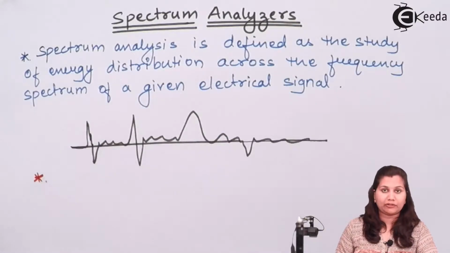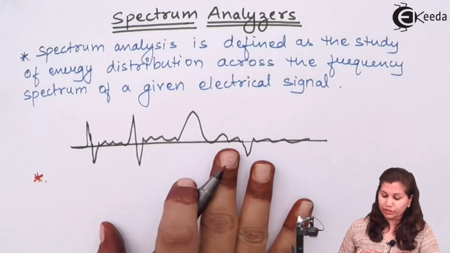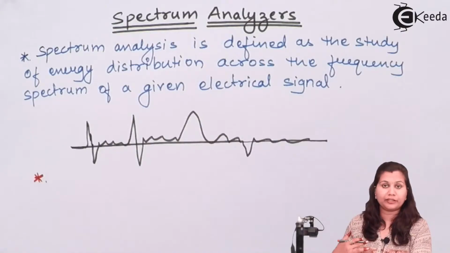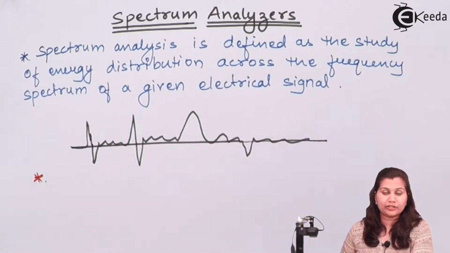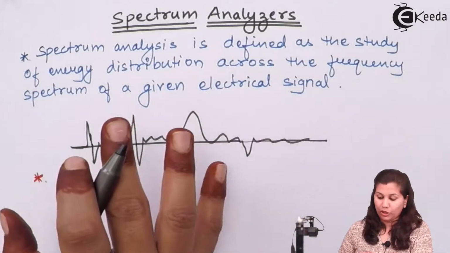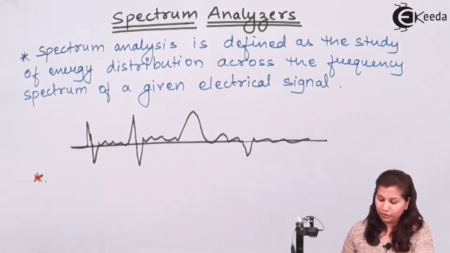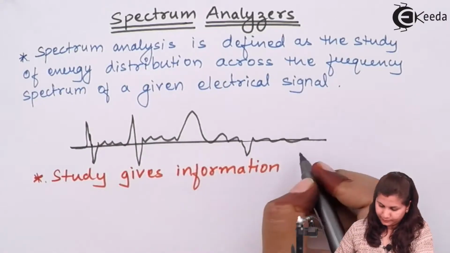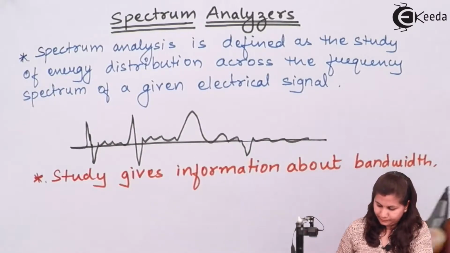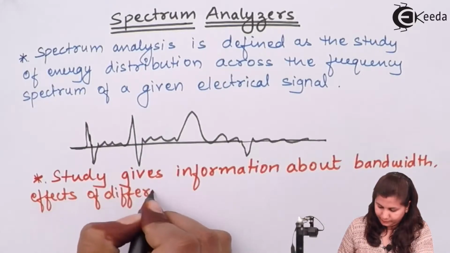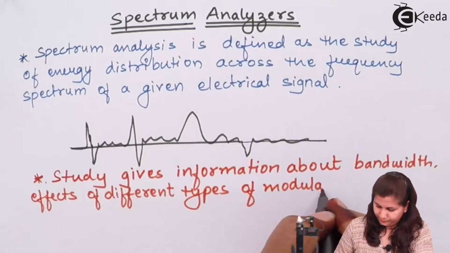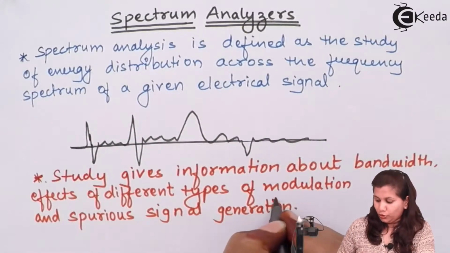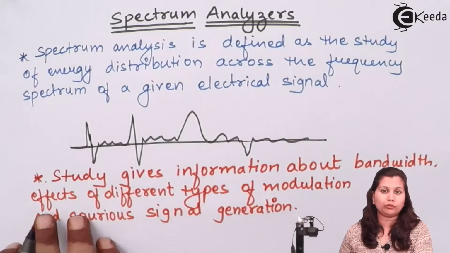Now, what is the need of doing this spectrum analysis? Studying this energy distribution gives us valuable information about the bandwidth, about the effects of different types of modulation, and about spurious signal generation and noise generation in the signal. So the spectrum analysis gives us the information about all these factors.